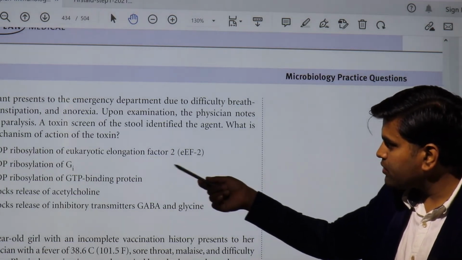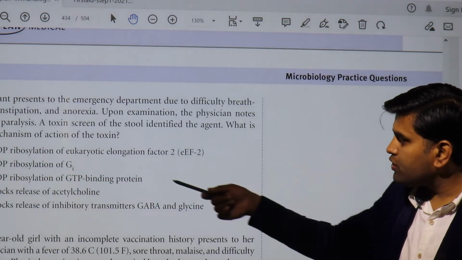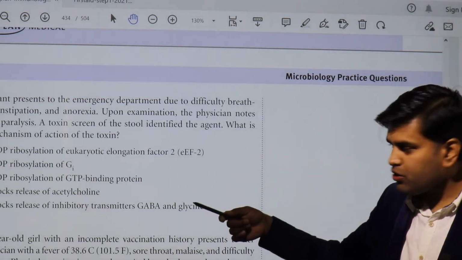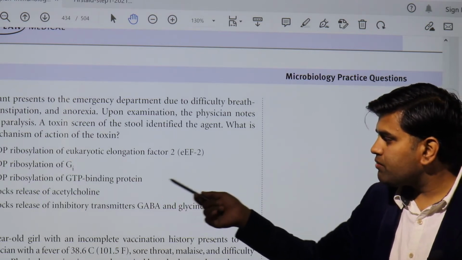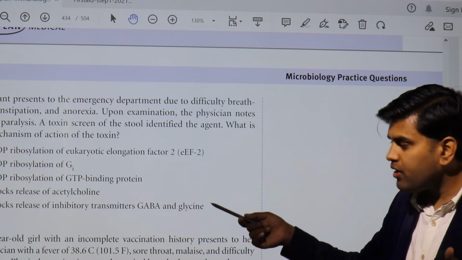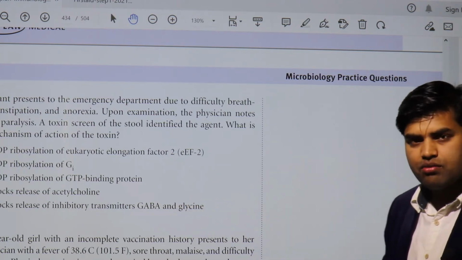So ADP ribosylation of eukaryotic elongation factor 2, this is of Corynebacterium diphtheriae and Pseudomonas aeruginosa. ADP ribosylation of Gi, Bordetella pertussis. ADP ribosylation of GTP binding protein, this is Vibrio cholerae. Block the release of acetylcholine, this is Clostridium botulinum, that is botulinum toxin, and inhibit the release of the transmitters GABA and glycine, that is of Clostridium tetani.